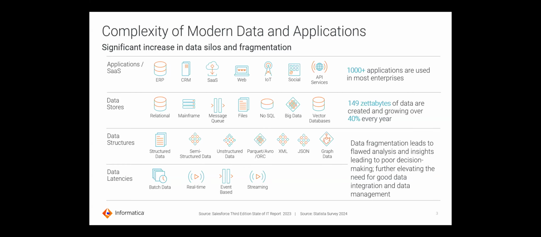In one of the studies, we found that the data stores, the different kinds of data formats, and the volume of data have increased. 149 zettabytes of data are created, and they're growing at 40% every year. That shows the volume of data, and with Gen AI coming up, where you need a lot of unstructured data, it is getting even more complex. Plus the data structure and latencies. Now data is in different formats: batch, real time, streaming. That is also adding to all the complexity and fragmentation.